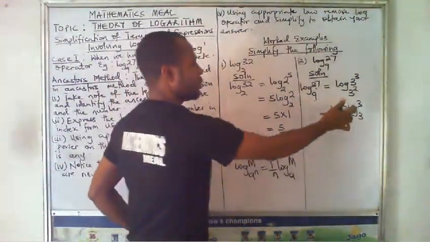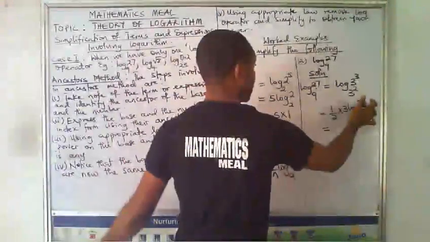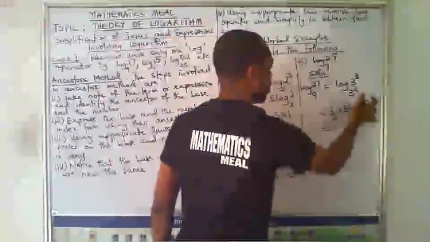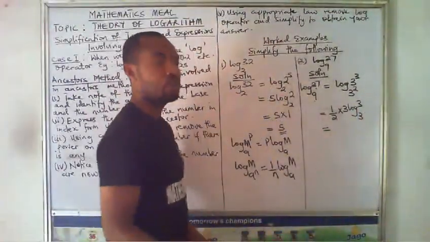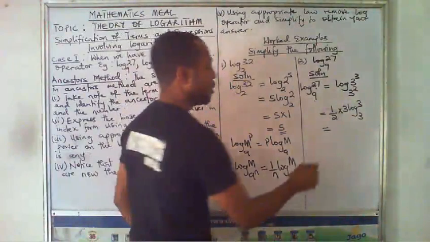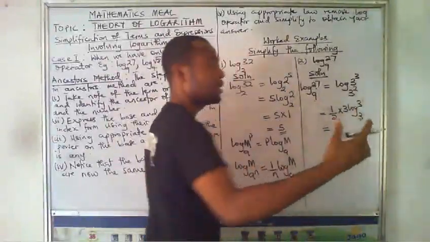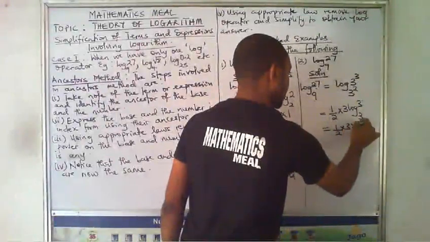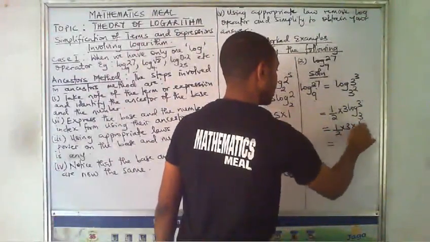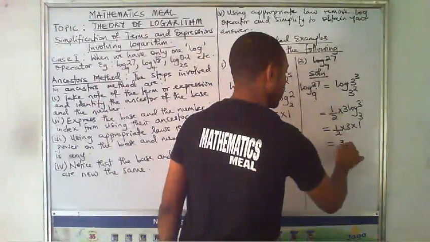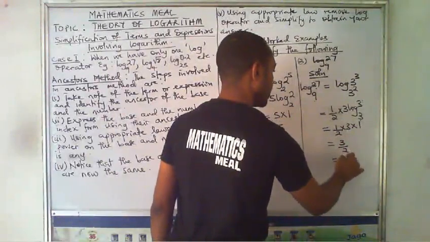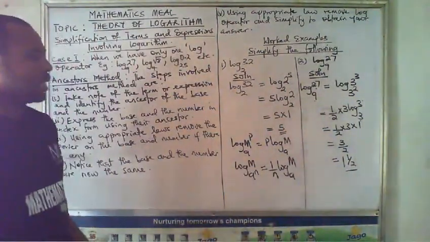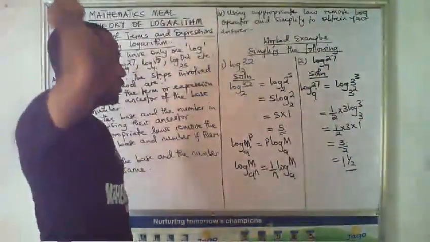And then notice again from our first step that the number and the base are now the same. So the logarithm of 3 in base 3 will give us 1, using the appropriate log law. Log of a number to its own base is equal to 1. So we have 1 over 2 times 3 times 1. 1 over 2 times 3 times 1 will give us 3 over 2. Okay. Right. So far, so good.